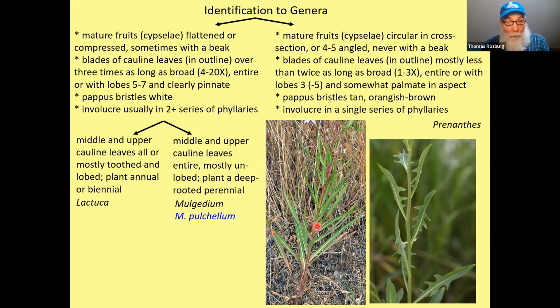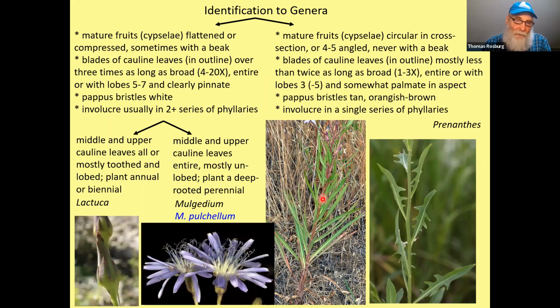They're pretty narrow and very much longer than they are wide, which is very important here, but mostly unlobed. Now, can they have lobes? Yes. Things aren't easy in botany. Here's a picture of Mogideum that does have some lobing, and I've seen it with some lobing, but it's always very minor, and it's usually on some of the lower leaves. So that usually is pretty helpful in terms of separating out Mogideum from Lactuca.